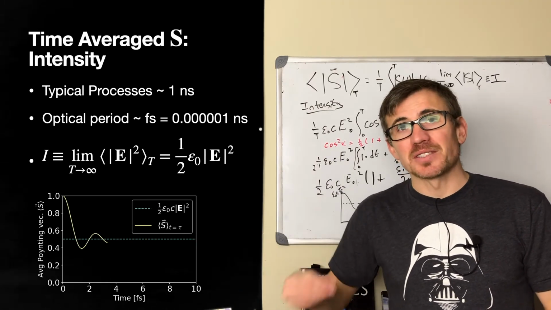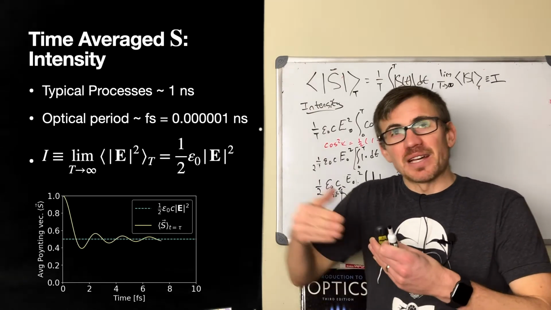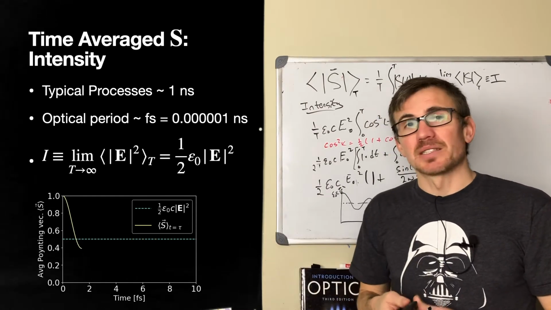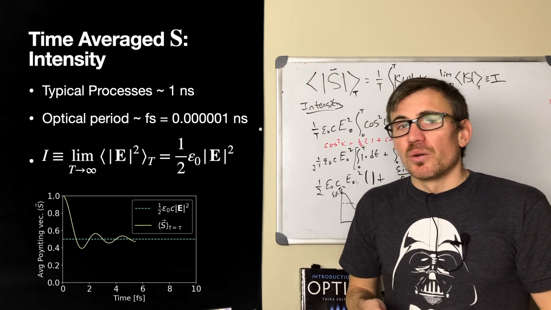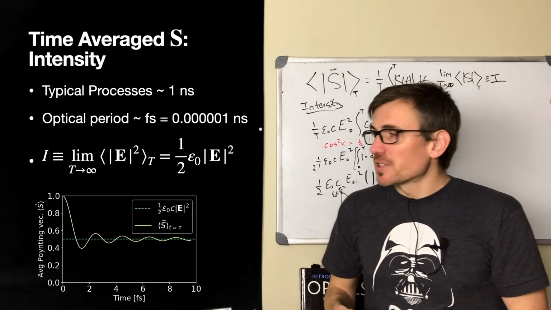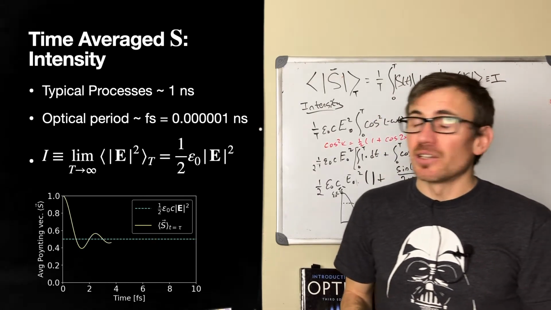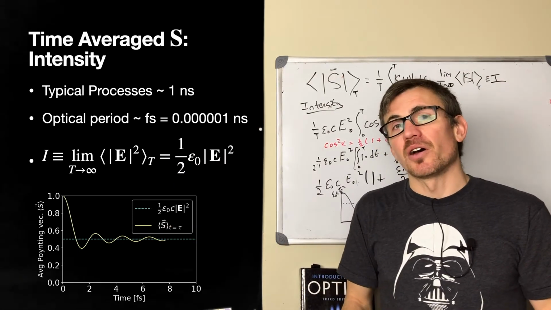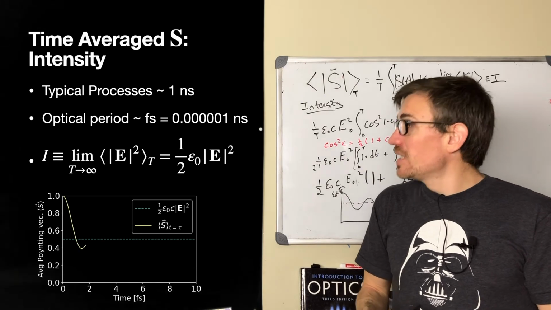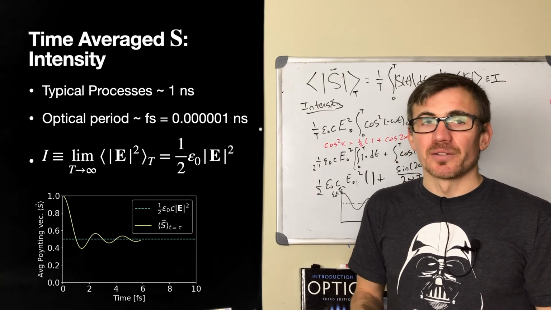And that's still 1,000 times faster than the fastest kind of energy transfer processes that we typically see. So we can basically not worry about this limiting process, and we just define the intensity often as 1/2 epsilon naught times c times the magnitude of the electric field squared.